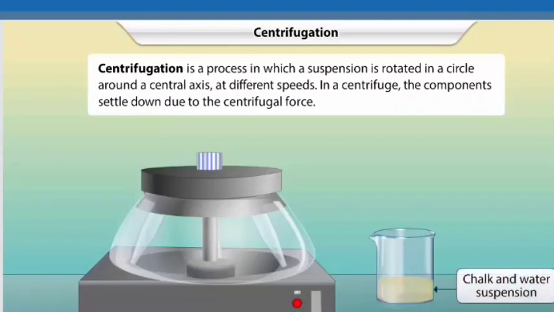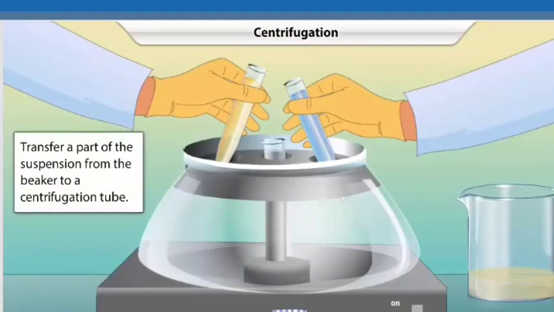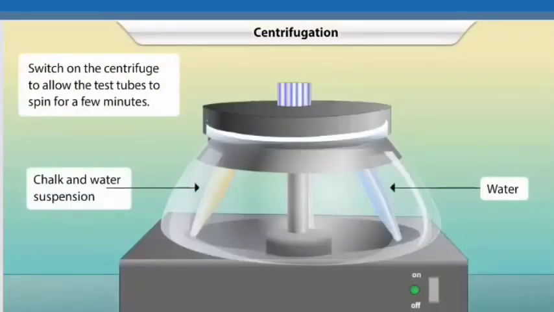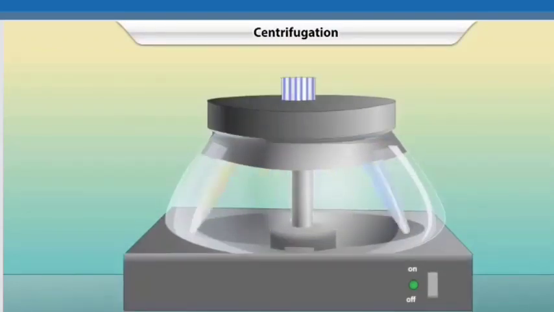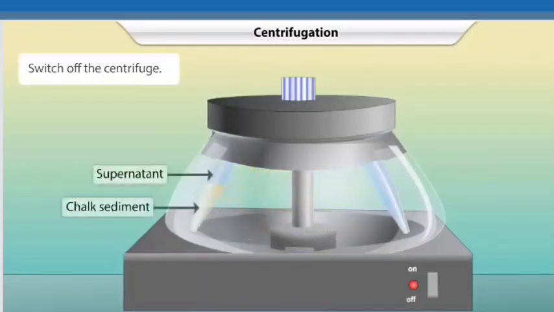Here is a beaker containing a mixture of chalk powder and water. Transfer a part of the mixture into a centrifugation tube. Switch on the centrifuge to allow the tubes to spin for a few minutes. Switch off the centrifuge and look for the sediment at the bottom of the tube.